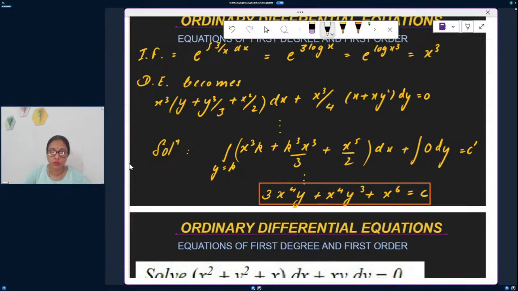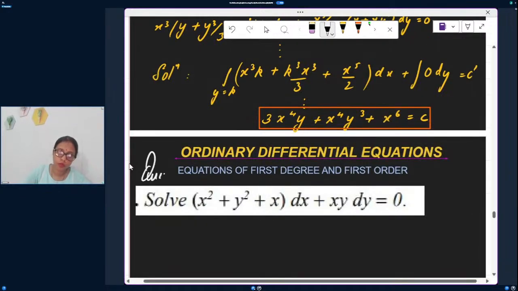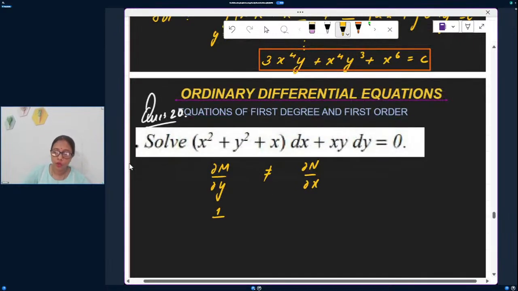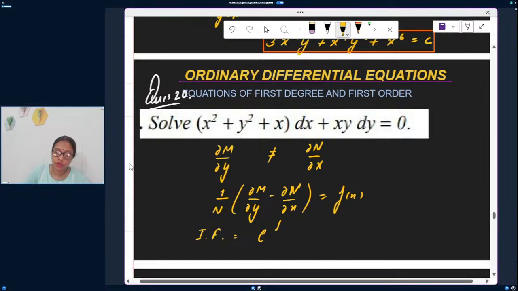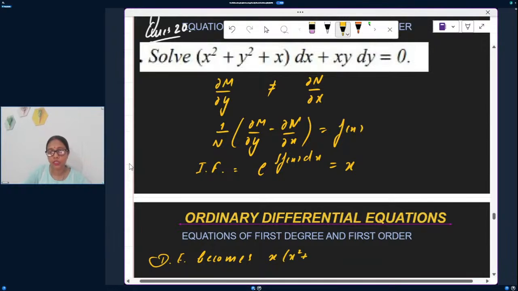Okay, now question number 20. Yes. First, again, check del m by del y and del n by del x. They are not going to be the same. Then you find 1 by n times (del m by del y minus del n by del x). That will come out to be a function of x. The integrating factor would be e raised to the power integration of f(x) dx. That's correct. That is coming out to be x. Correct. So your differential equation becomes, let's multiply x: (x square plus y square plus x) dx plus x square y dy is equal to 0.